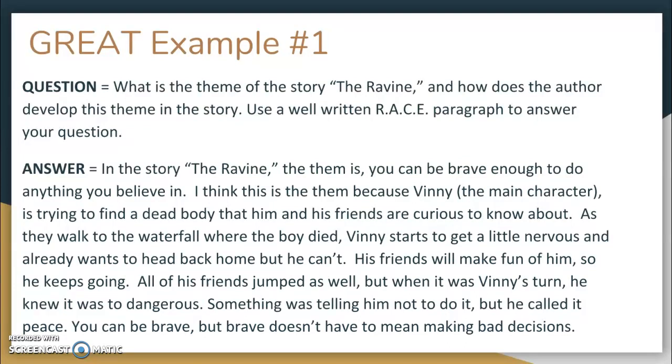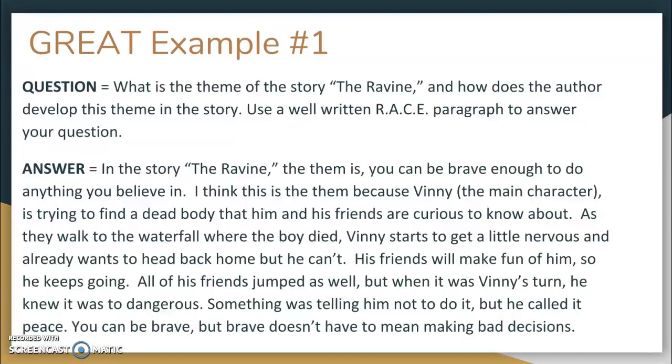This person said, in the story The Ravine, the theme is, you can be brave enough to do anything you believe in. I think this is the theme because Vinny, the main character, is trying to find a dead body that him and his friends are curious to know about. As they walk to the waterfall where the boy died, Vinny starts to get a little nervous and already wants to head back home. But he can't.